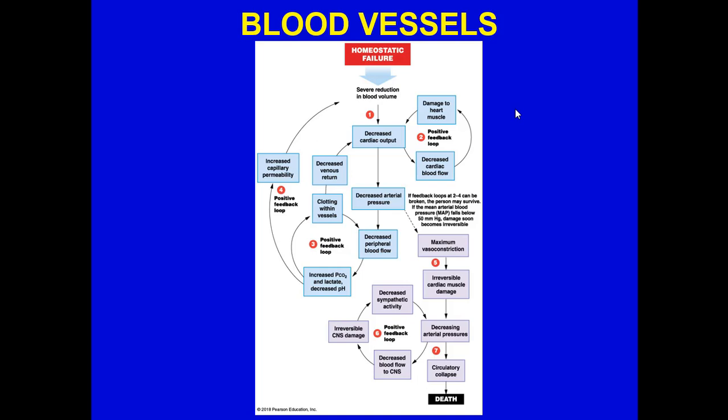And this is where we go into another loop. Decreased blood flow to the CNS, irreversible CNS damage. When you start having a decreased blood flow to the central nervous system, particularly the brain's going to be affected. As the brain is affected, you're going to have eventually a decreased sympathetic activity, which is now going to slip off, keeping all of the vasoconstriction working, keeping all of the arterial pressures up. It's going to start sliding down. As it slides down, you finally have circulatory collapse and death.